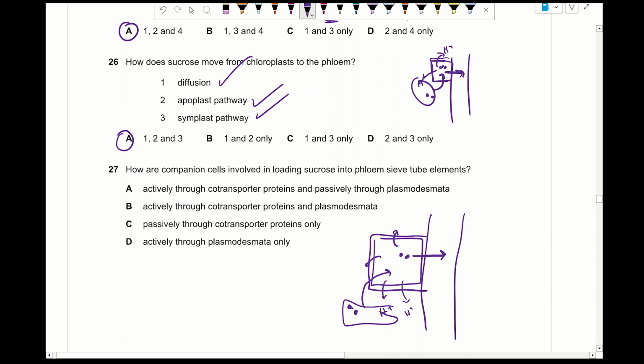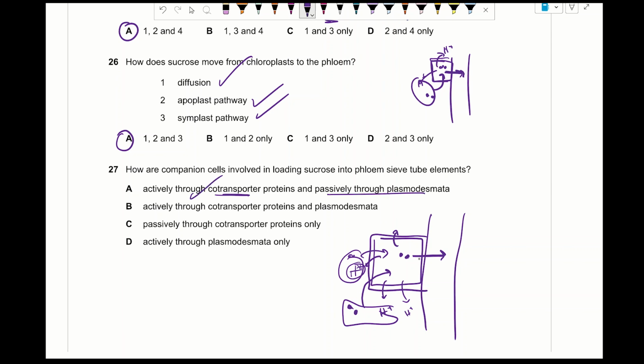A. Actively through co-transporter proteins and passively through the plasmodesmata. Now, this is correct because the movement through the co-transporter proteins is active. The reason for this is that the companion cells pump hydrogen ions via proton pumps, and then once the hydrogen ions are outside, they combine with sucrose, and then they move back into the companion cell. So for hydrogen, down the concentration gradient, and sucrose against the concentration gradient. Therefore, this is correct. And passively through the plasmodesmata.